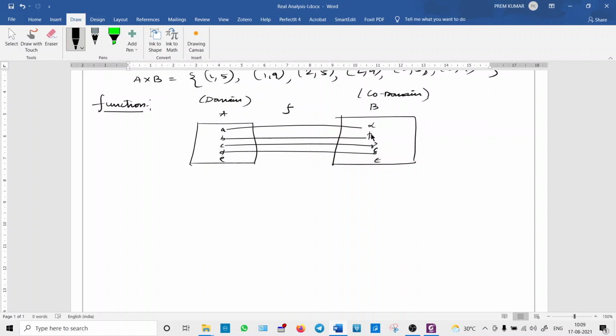What is a function? A function is a mapping such that it satisfies the condition. What is the condition? Every element must be mapped to only a unique element in B. That is a special condition. So suppose this is a function. This function I can write as a Cartesian product. What is this? Ordered pairs. a is mapped to alpha. Next b is mapped to beta. And c is mapped to gamma. And d is mapped to delta. That's all. This is my function.